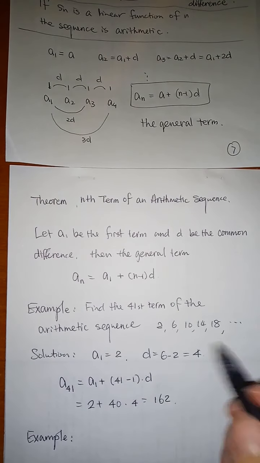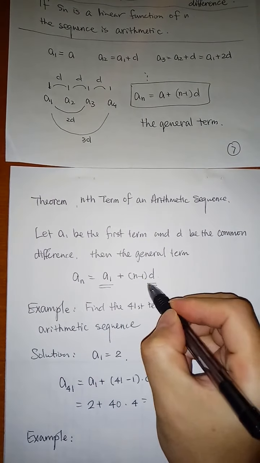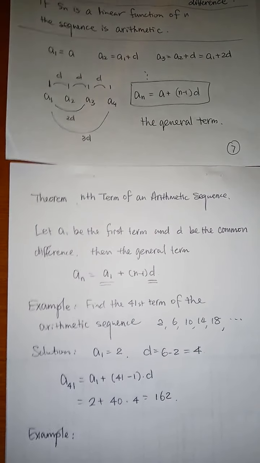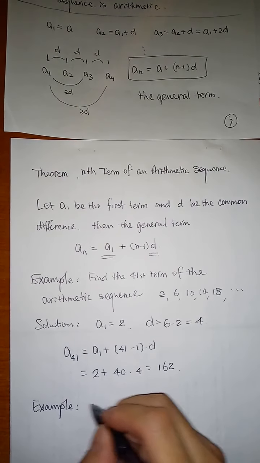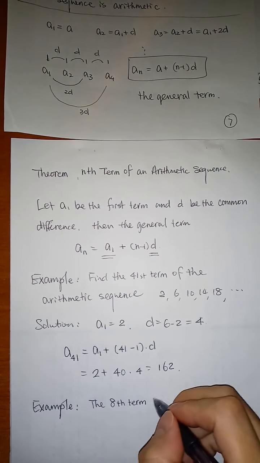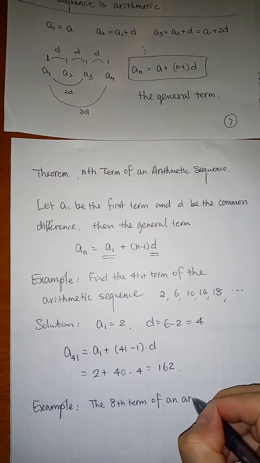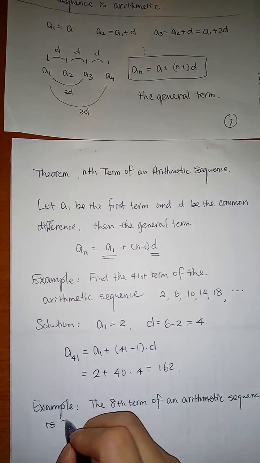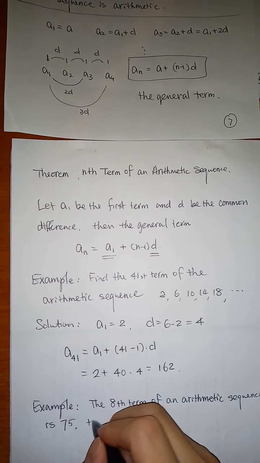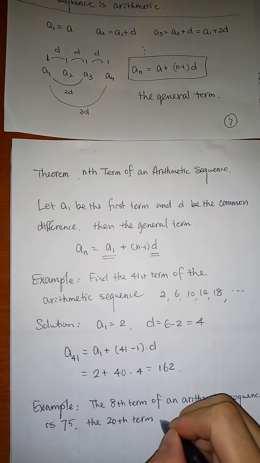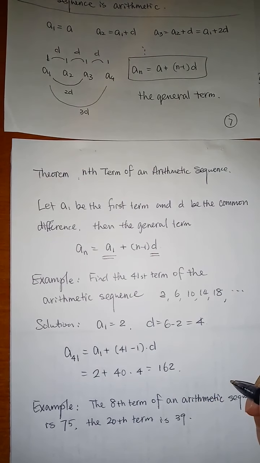So the general term is determined by two quantities, A1 and D. Okay. Now let's see the example. The 8th term of an arithmetic sequence is 75. The 20th term is 39.